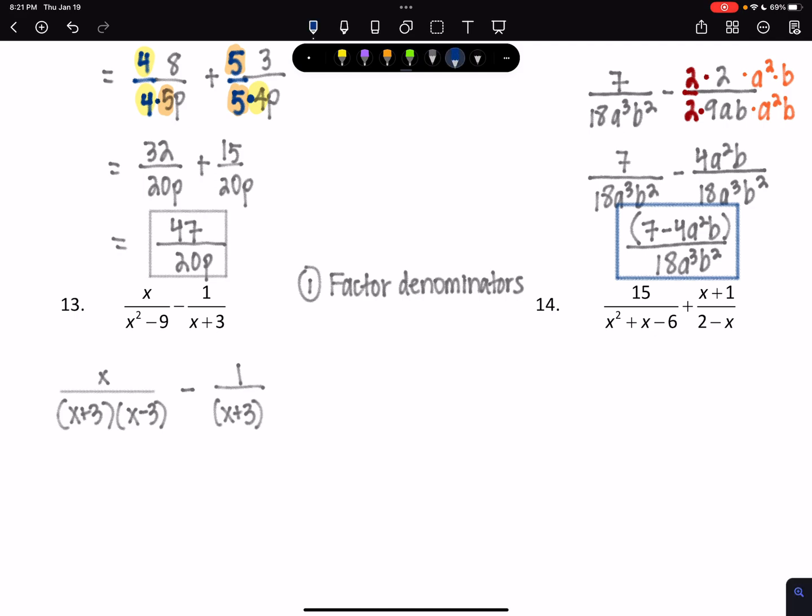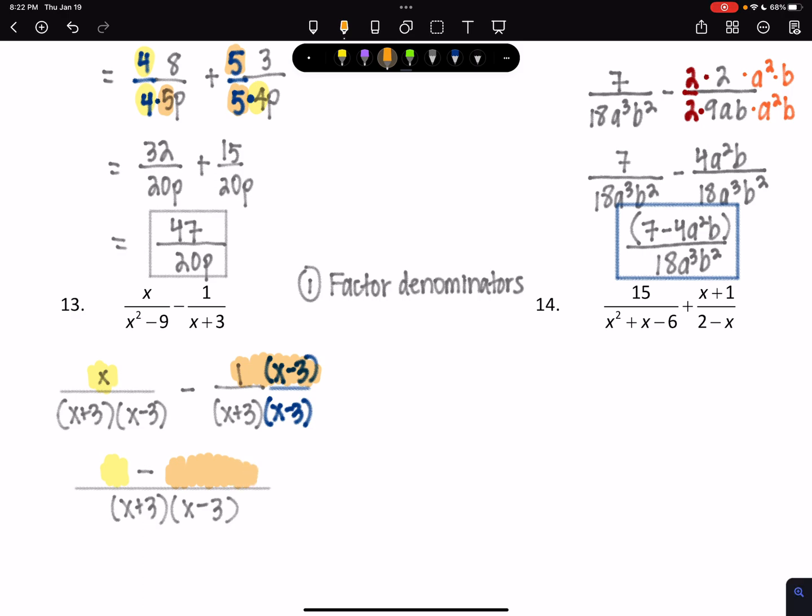The second fraction is going to need an x minus 3 so that it has a common denominator. So if I multiply the denominator by x minus 3, I need to multiply the numerator by x minus 3. Now I have that common denominator of (x plus 3)(x minus 3), and I can take the numerator of the first fraction minus all of the second numerator. And that's going to go right there.